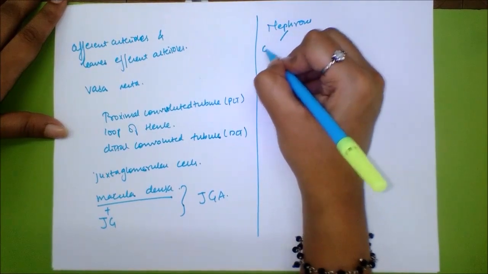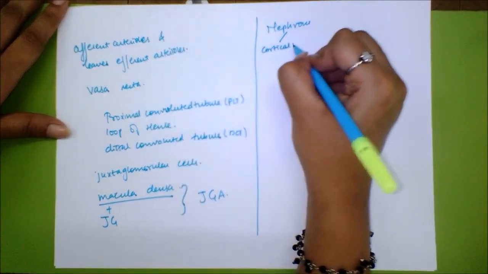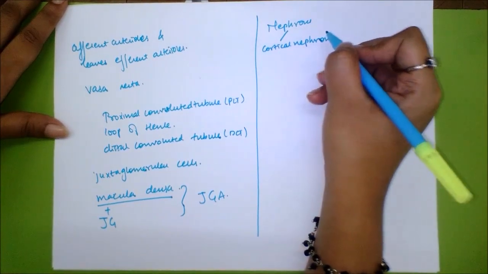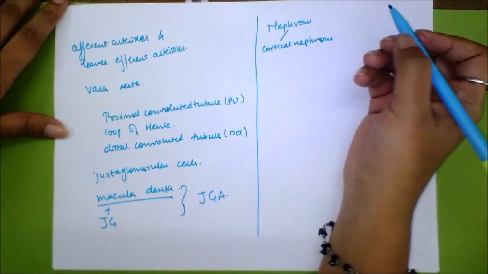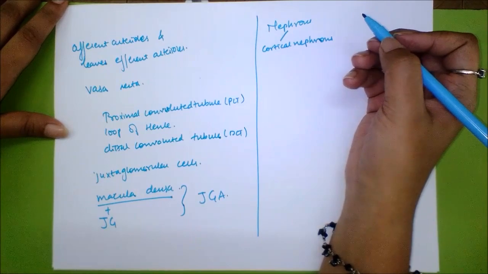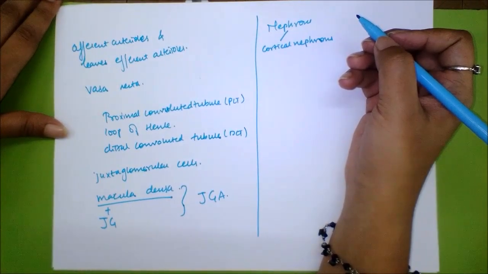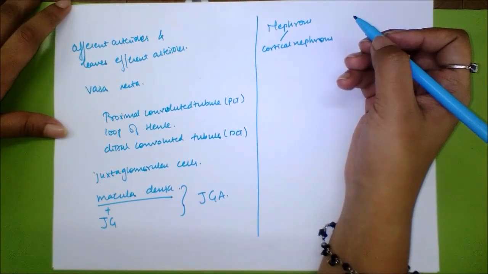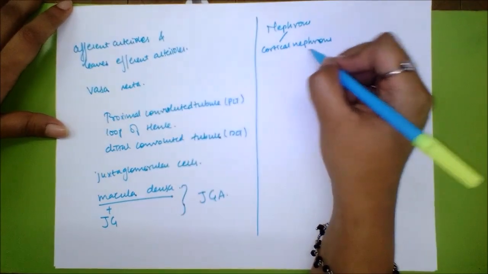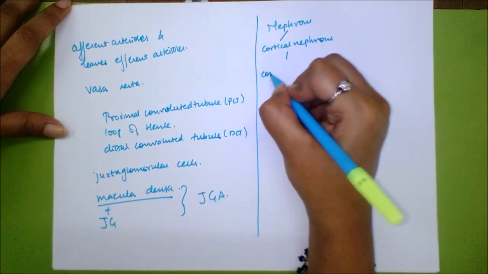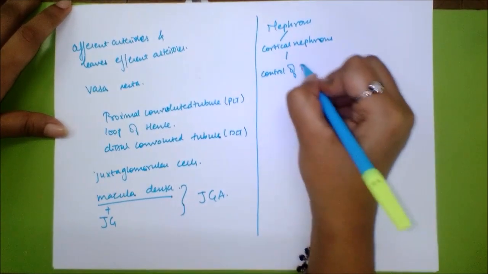First, cortical nephrons. About 80 to 90% of total nephrons are superficial and originate in the cortex and have relatively short loops of Henle. They deal with the control of blood volume.